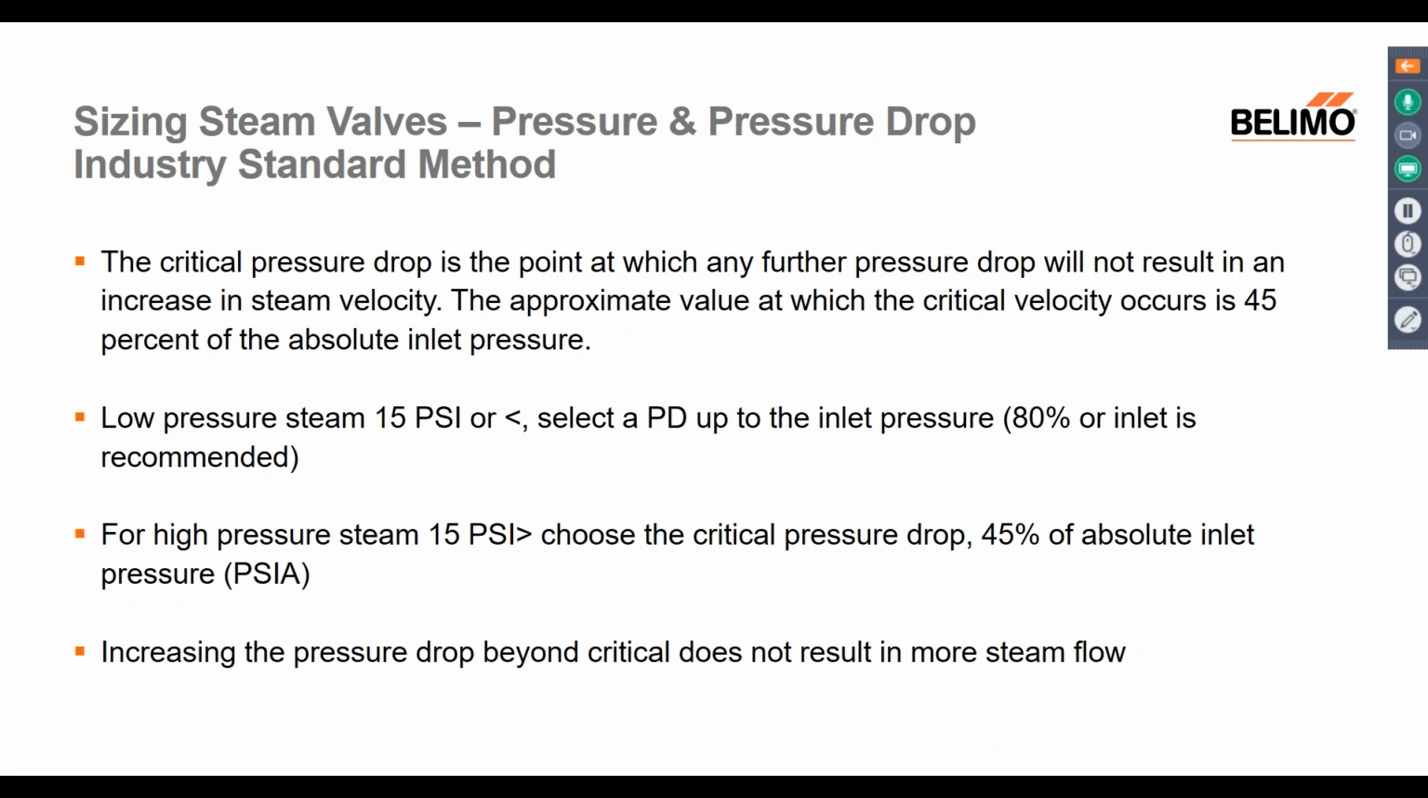So what they tell us when we're sizing low pressure steam is to select a pressure drop up to the inlet pressure, which confuses people. But this is not water sizing. This is not Bernoulli's formula. What the industry has standardized on is to take an 80% drop. That is recommended by our sizing tools and by any manufacturer I have ever used, or any calculator or formulas I could find. For high pressure steam, on the other hand, you take 45% of absolute pressure.